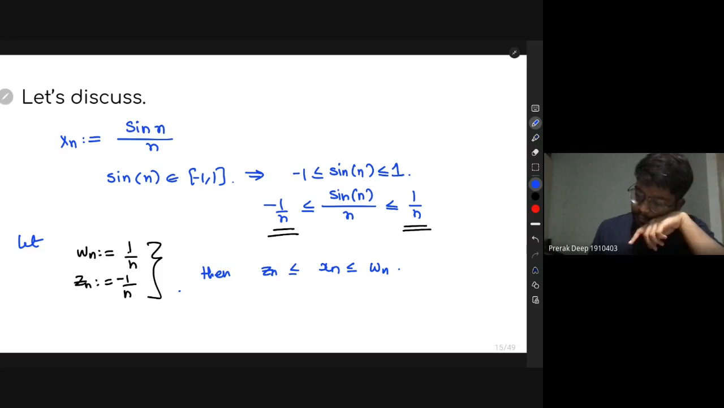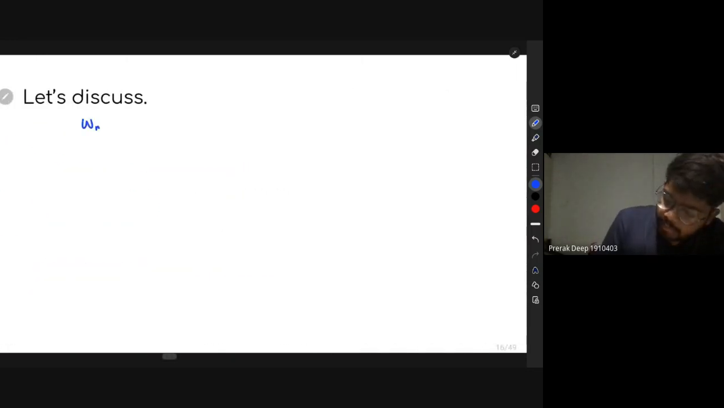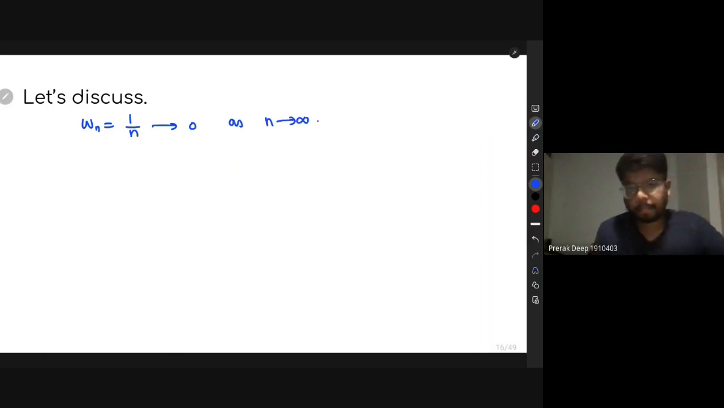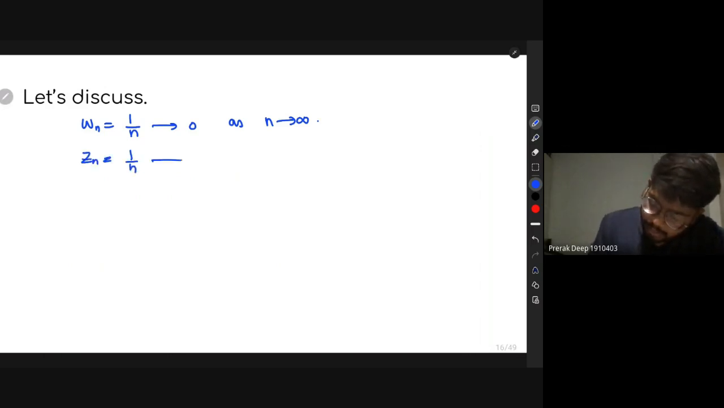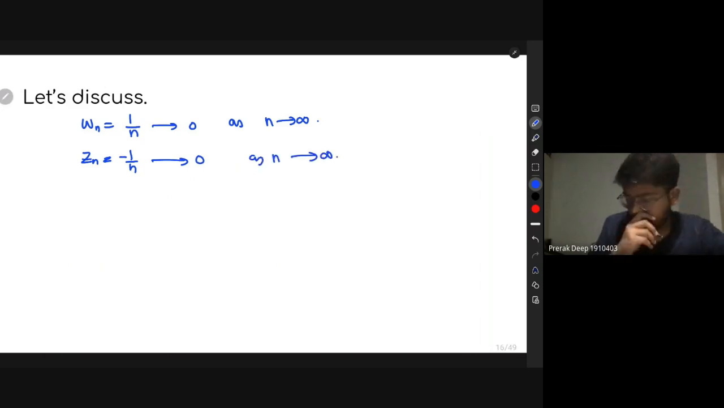Now, do we know the limits of wn and zn? Yes, we do. So where do they converge? wn, which is 1 over n, converges to 0 as n tends to infinity, and similarly zn, which is -1 over n, also converges to 0 as n tends to infinity.